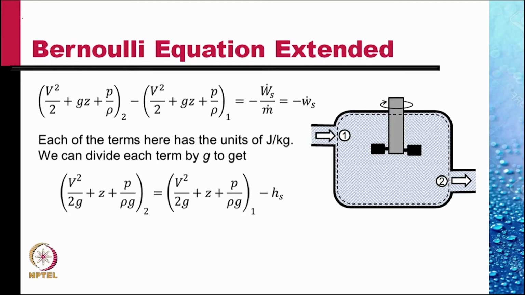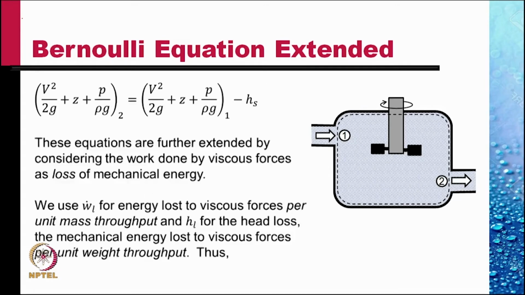At the exit is equal to the same heads at the inlet minus Hs, the work done by the system expressed as per unit weight throughput. Each term has a unit of length in this case.